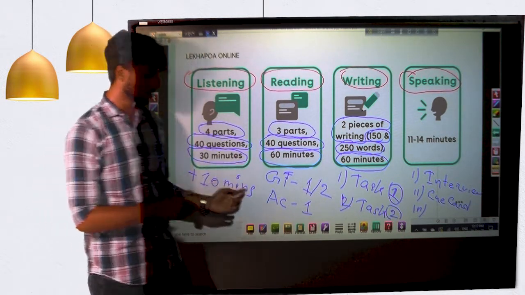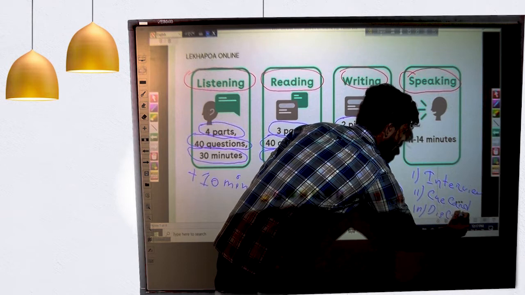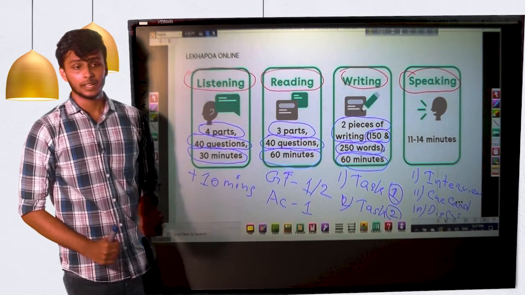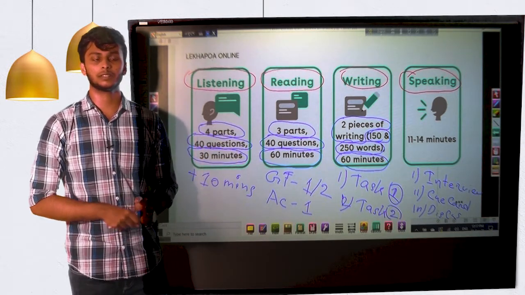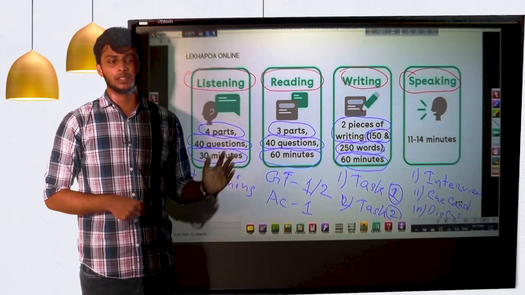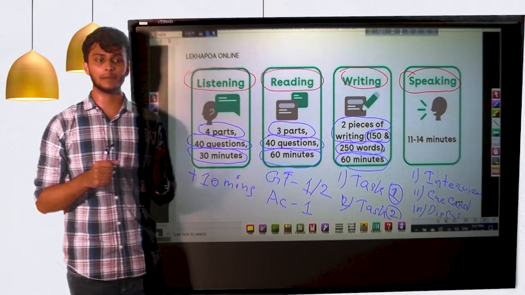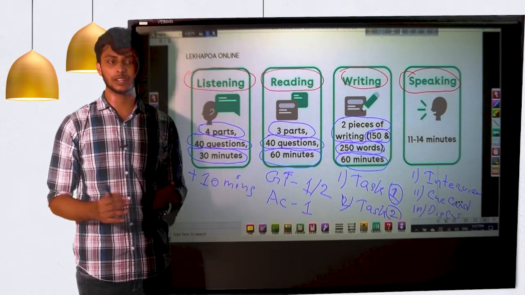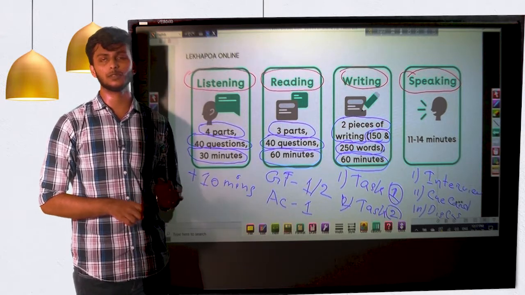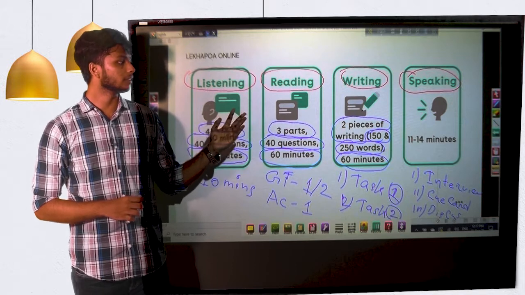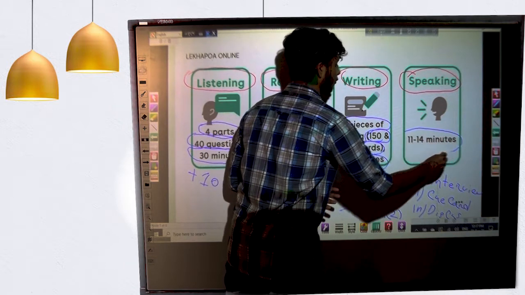And lastly, part 3 is called the discussion part. In this part, the examiner will ask further questions about the topic in part 2. So this will give you the opportunity to discuss the topic and more abstract ideas and issues. Again, this part of the test lasts between 4 to 5 minutes only. This is the speaking module, and the whole speaking module will last for 11 to 14 minutes.